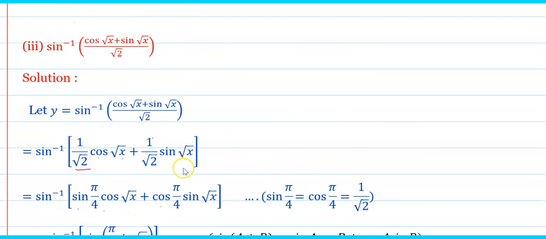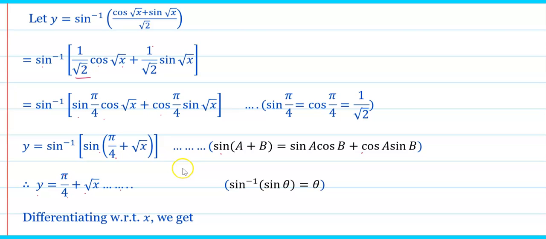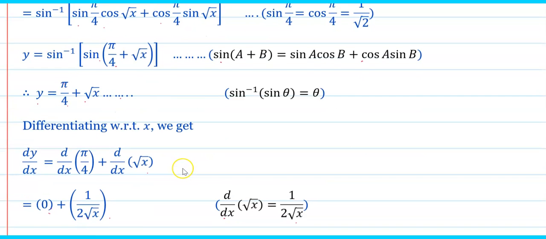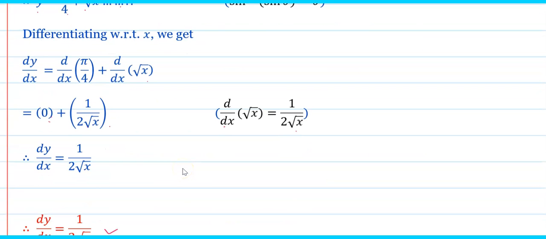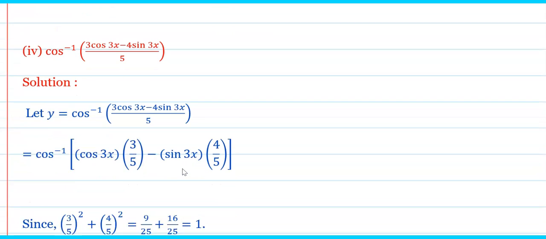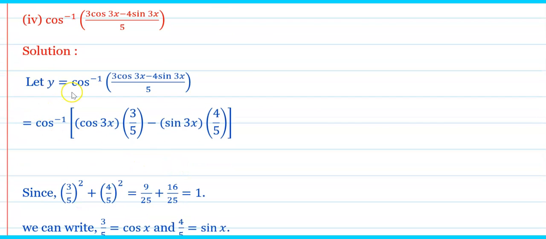Again you can see here. Okay, now the next problem. y is equals to cos inverse of 3 cos of 3x minus 4 sin of 3x upon 5. Now we will separate this, split it up.